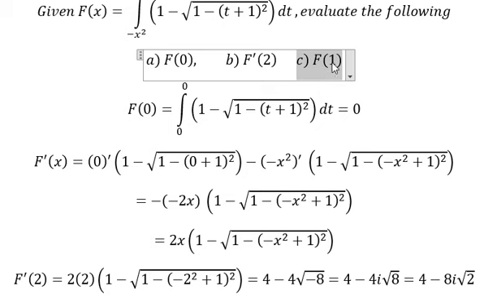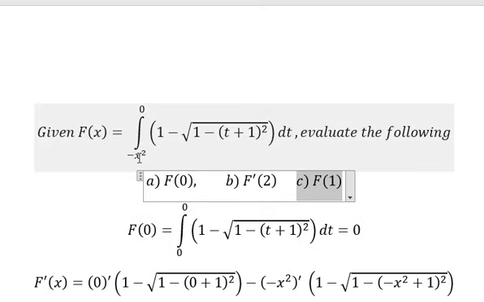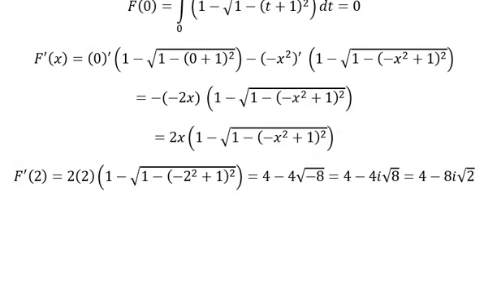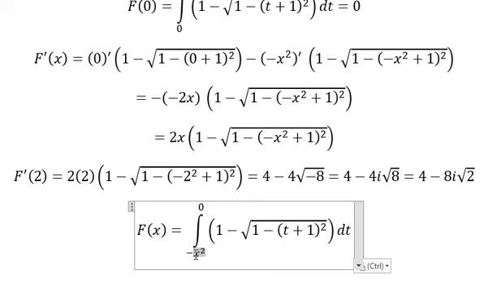And the last one, C. Capital F of s equals number 1. So if we put number 1 in here, you will get negative number 1.